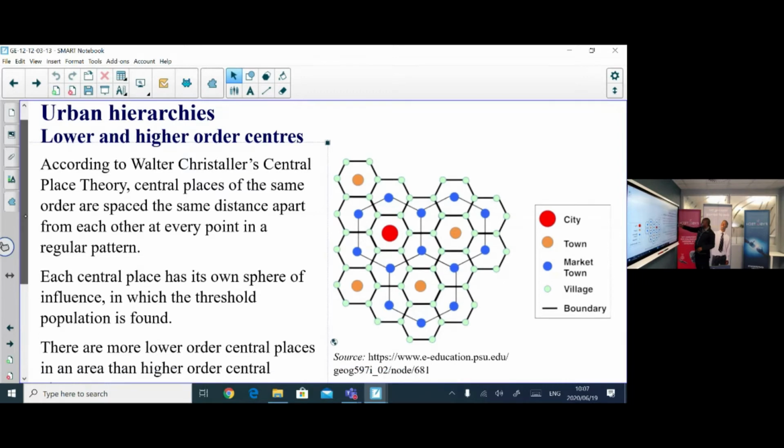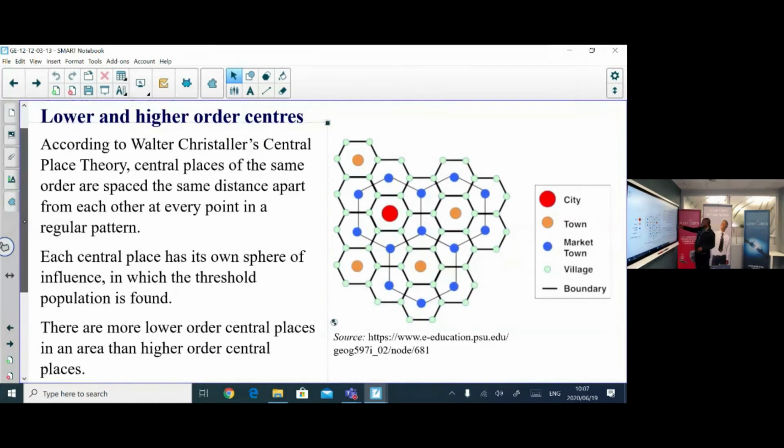Right, we looked at the Christaller central place theory, which tells us that there are more low order centers than higher order centers. Central places of the same order are spaced the same distance apart from each other at every point in a regular pattern. Each central place has its own sphere of influence in which the threshold population is found. There are more lower order central places. This is very important for us to bear in mind.